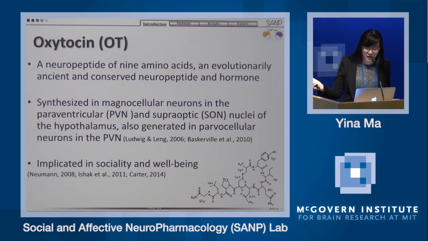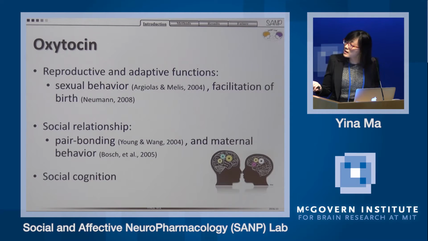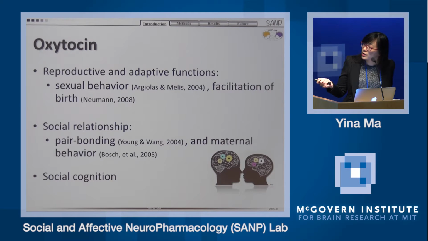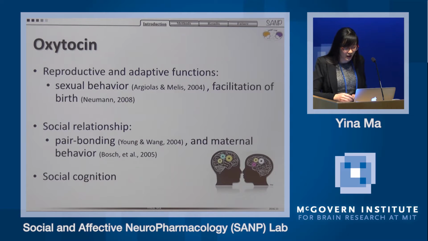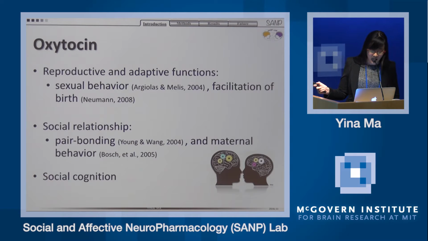In animal and human studies, it has been recognized that oxytocin plays a very important role in social relationship formation and also maintenance of the social relationship. It facilitates pair bonding, parental bonding, and also maternal behaviors. And more recently, it has been implicated in social cognition.